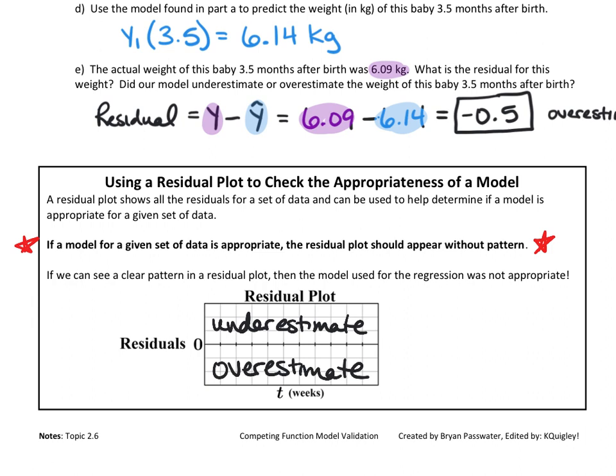If a model for a given set of data is appropriate, the residual plot will appear without pattern. It should be straight up random. If all of those dots are in a line, it's wrong. If they're in a curve, it's wrong. If they make a quadratic, it's wrong. A residual should be random. If your residual is random, just kind of like a glob of dots, you've probably picked the correct model for that data. If you can see a clear pattern, then the model you chose was not appropriate for that data.